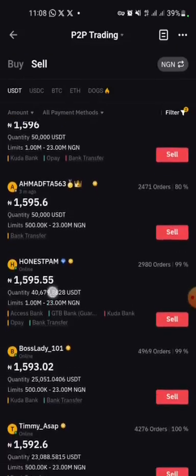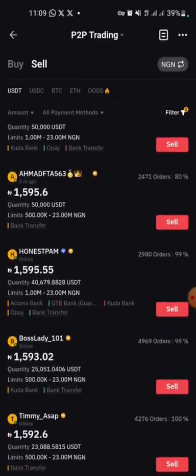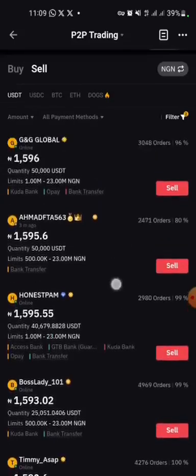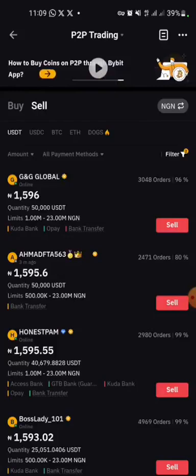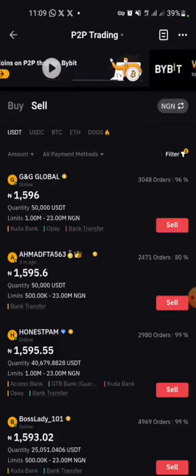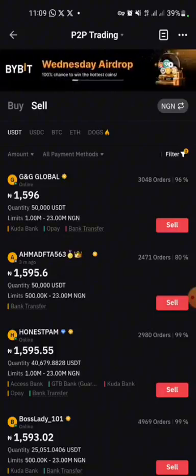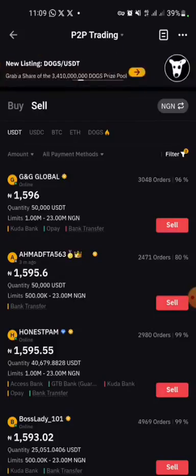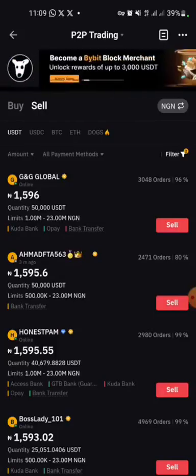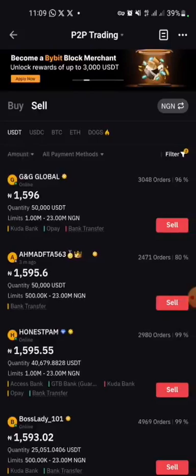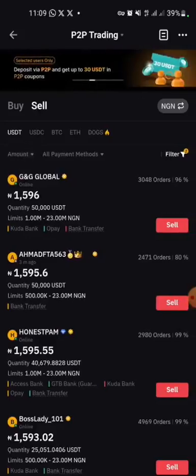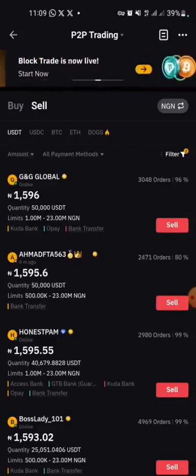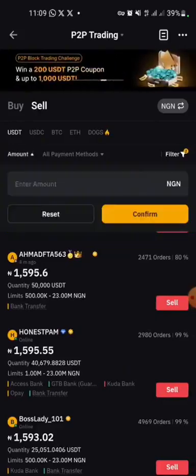This Honest Palm, look at the Honest Palm here, 1 million limit and the rest. So same thing with the others. So what I do, in order to filter out all these people with high limits, is I go to this amount here, you select amount, so that you can input the range you are looking at, so that it can give you the people there.